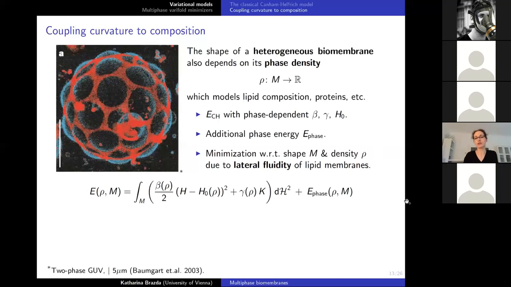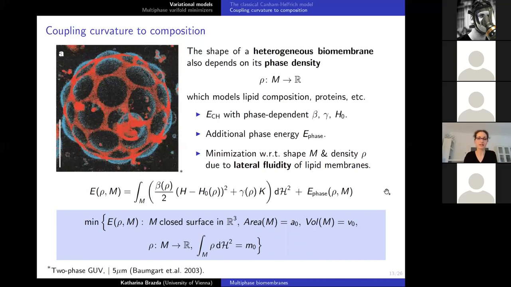The minimization problem now reads as follows. We have to minimize this Canham-Helfrich energy among closed surfaces in R3 with, again, prescribed area and prescribed volume. And we also minimize this with respect to the phase density, where the mass of the density is also fixed. So this is, again, the approximation in that we have an equilibrium. Okay, so this is a bit complicated.